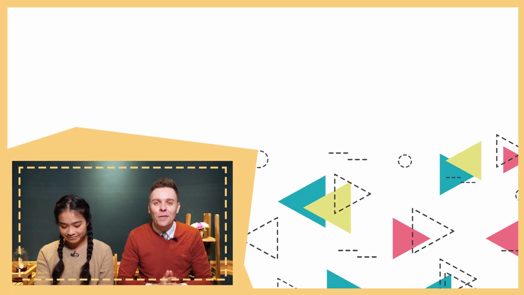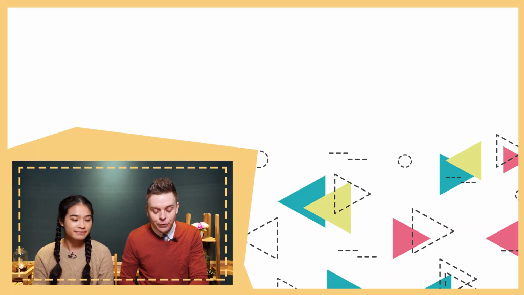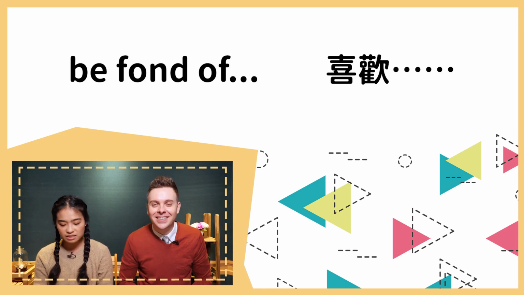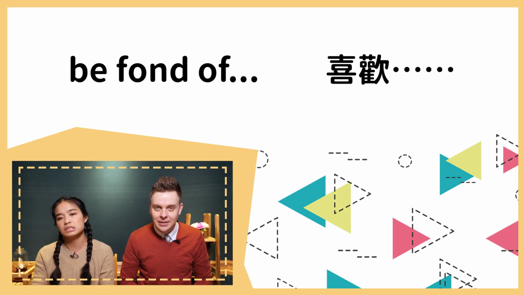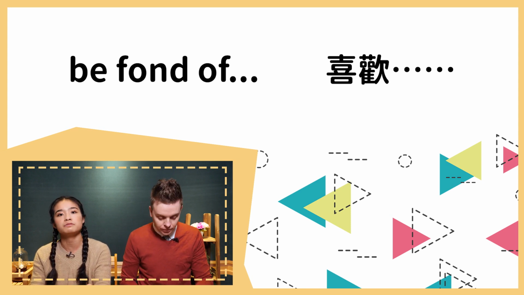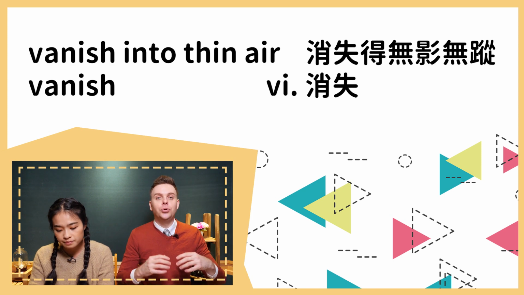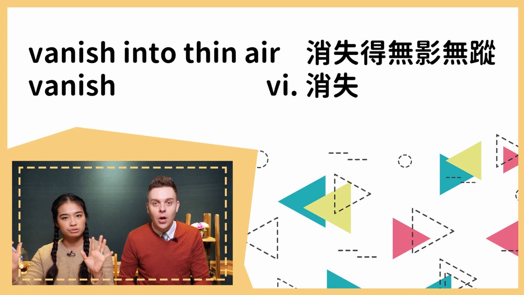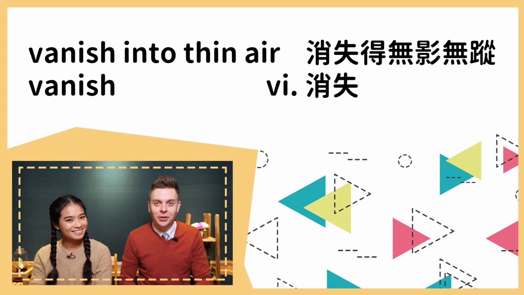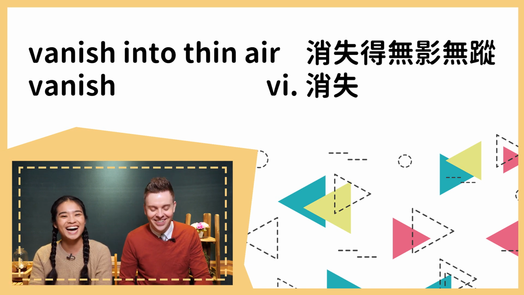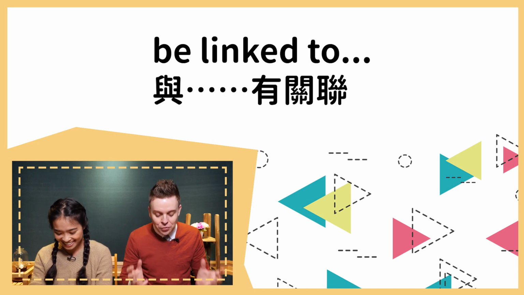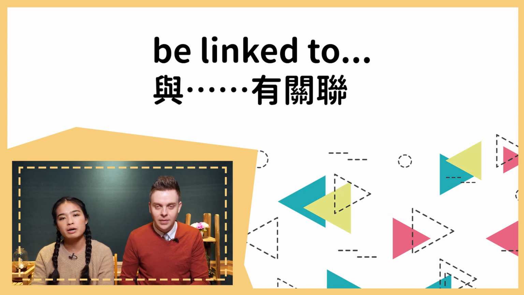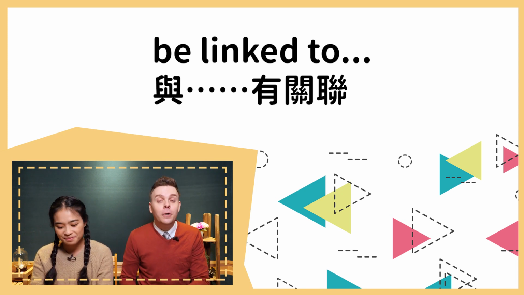All right, friends, it's time for vocab review. Our first phrase today is to not be fond of something. If you like something, you just use be fond of. Number 2 is to vanish into thin air. We don't say thick air in English, okay? Don't check it in the dictionary. Number 3, we have to be linked to something. Remember the preposition to.